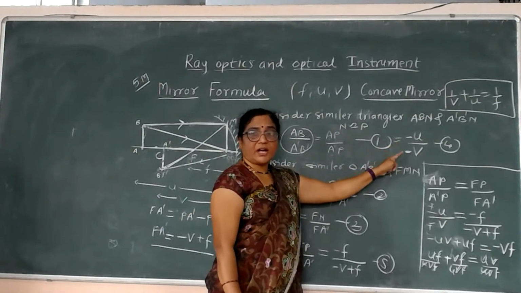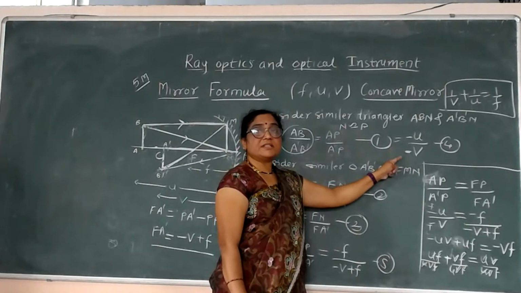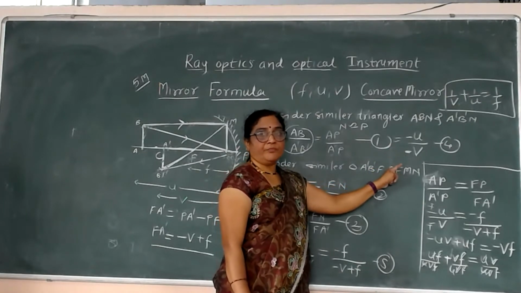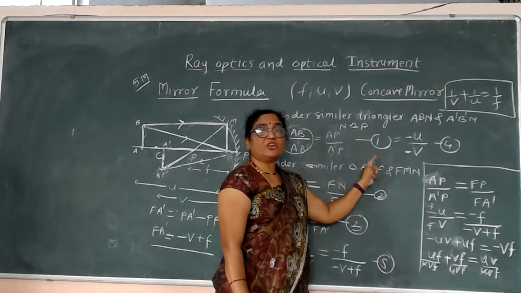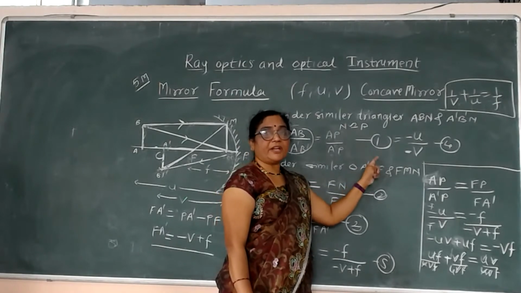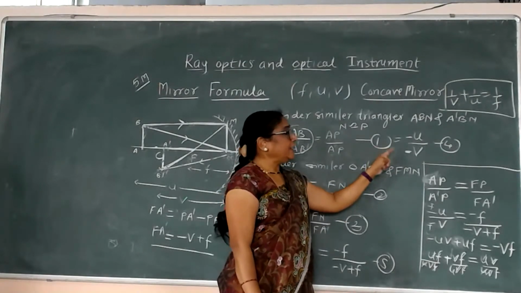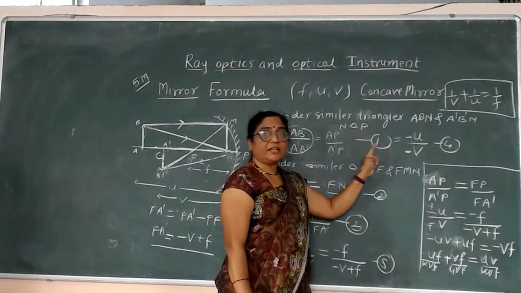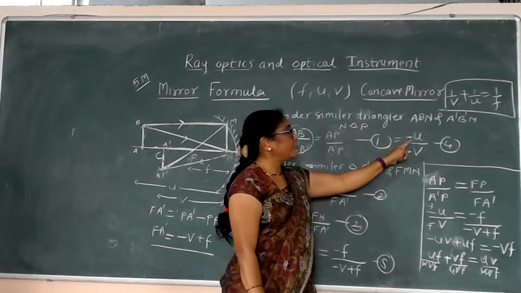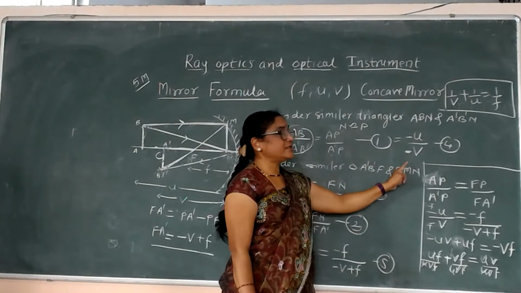Because according to the Cartesian sign convention, all the distances are measured from the pole, and the directions are taken to be positive in the same direction as the incident ray. If it is in the opposite direction, we consider it as minus. So here this is a minus U and this is a minus V.